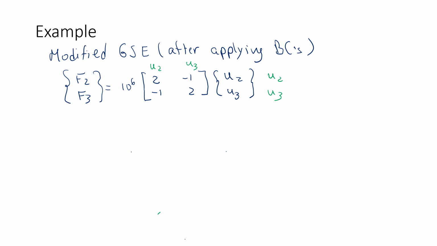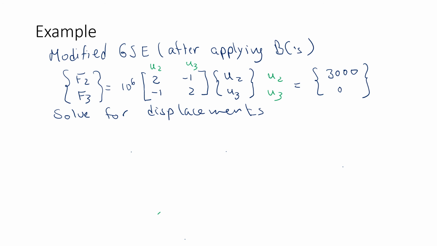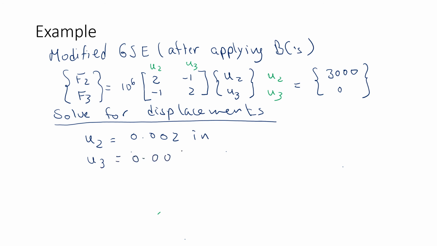Now, we know that there is no force applied at 3, but the force that is applied at 2 is equal to a positive 3,000 pounds. So I can see here that this is equal to 3,000, and here it's a 0. We can solve for the displacements. These are simply two equations and two unknowns. So we can solve for displacements, and we'll find that U2 is equal to 0.002 inches, and U3 is equal to 0.001 inch.